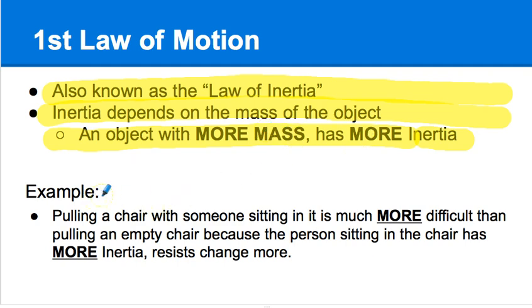An example I give you is this. If you pull a chair with someone sitting in it, it's going to be much more difficult than pulling an empty chair. That's pretty obvious, right? But what he said was the reason it's much harder to pull a chair with someone sitting in it is because that person in that chair has more inertia. That person in that chair resists more change than an empty chair. And that's what the first law of motion means, okay? The resistance to change.